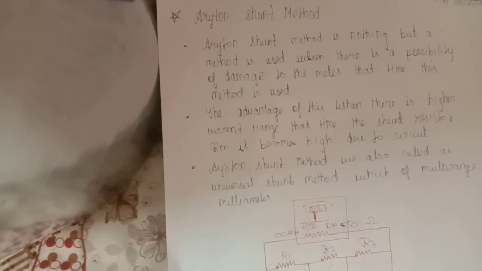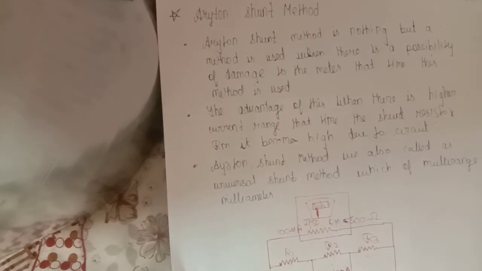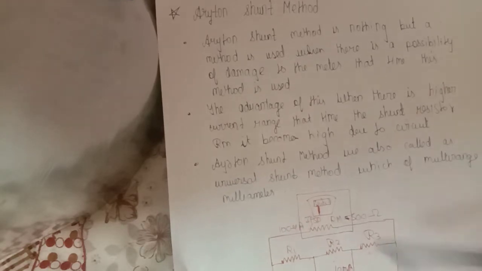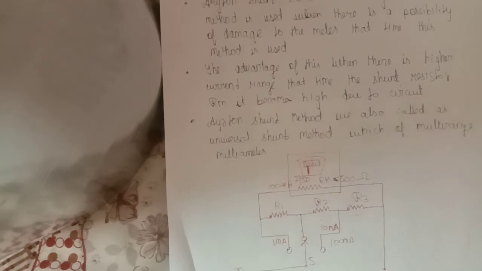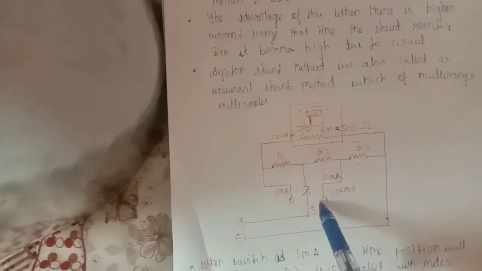The Ayrton shunt method is used when there is a possibility of damage to the meter. The main advantage of this method is that when there is a higher current range in the circuit, the shunt resistor Rm would otherwise become high. The Ayrton shunt method is also called the universal shunt method.